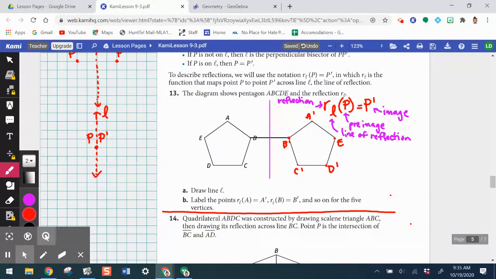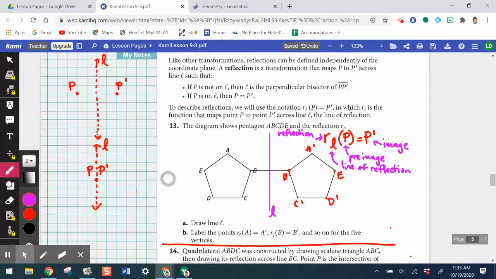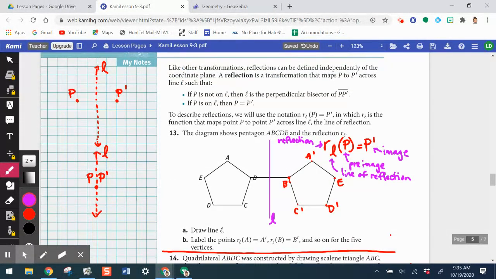Okay, so hopefully you took a second to try and draw the line of reflection. And I, in fact, forgot to label this as the line of reflection, L. But let's digest a couple things that they're really trying to help us understand about what a reflection does or is. So a reflection is a transformation that maps any point to its image across a line.